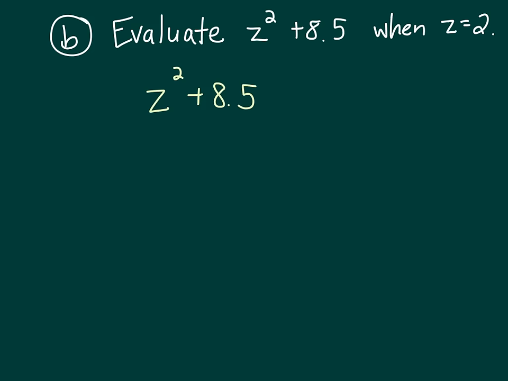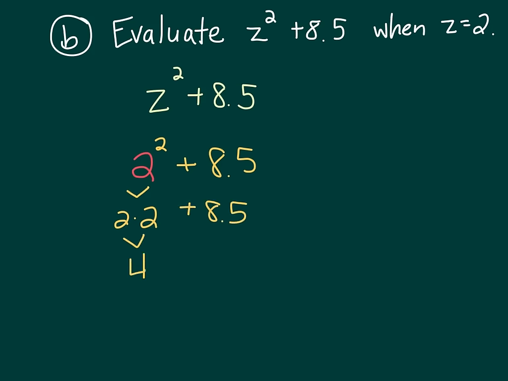So we're going to go ahead and rewrite 2 to the second power, and then plus the 8 and 5/10, or 8.5. And remember, 2 to the second power is the same thing as 2 times 2 plus 8.5, and then 2 times 2 is 4 plus 8.5.